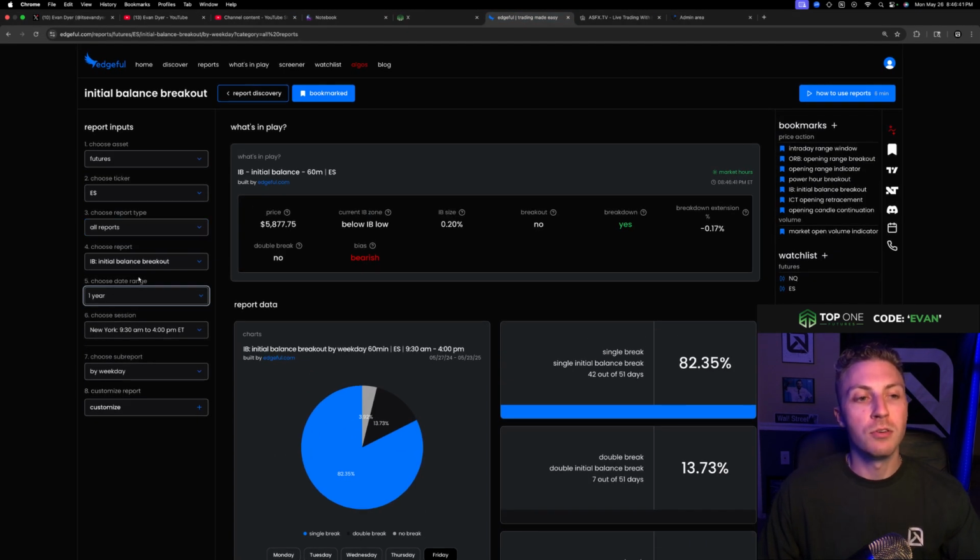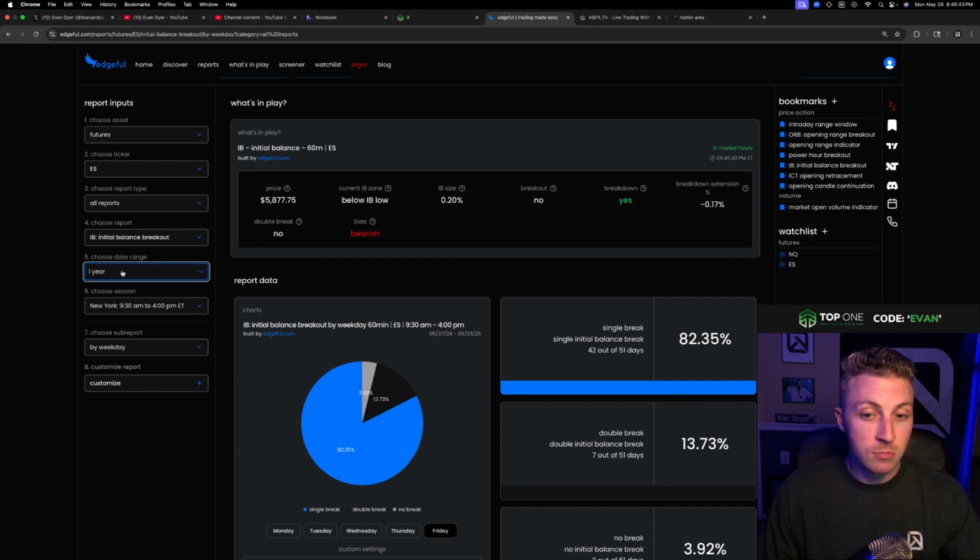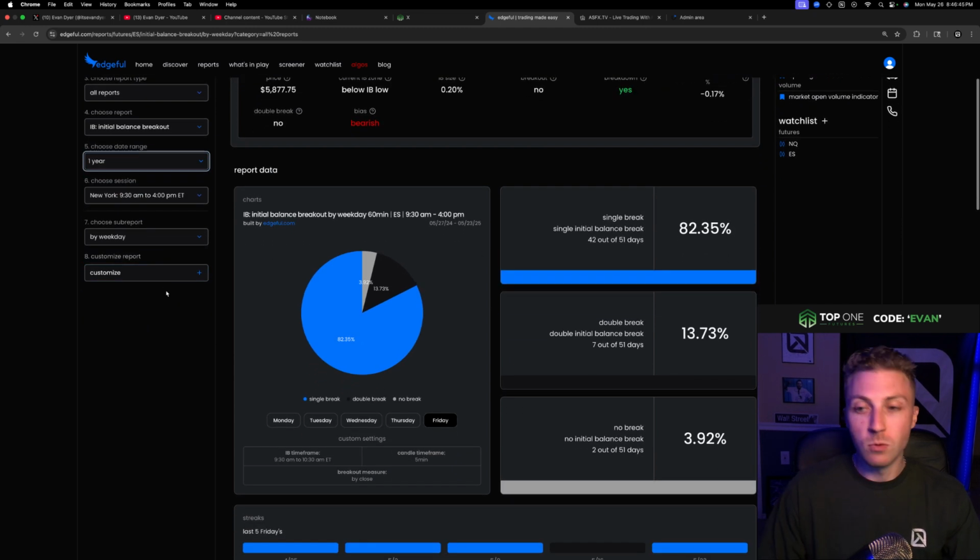report. If you go to their initial balance report for the past year, just by weekday, because this was on a Friday, and weekdays alone, 13% of the time, only 7 out of the last 51 Fridays. So a year's worth of Fridays, only 7 of them have broken the top and the bottom all within the same day. So there's an 82% chance it would only break one side.